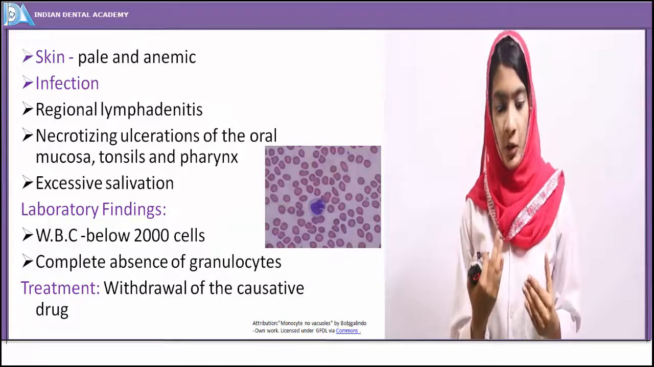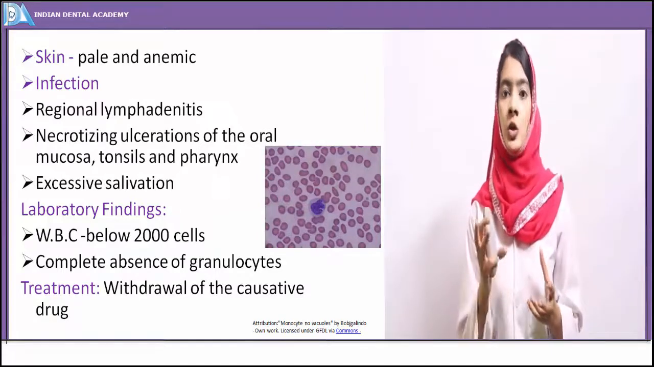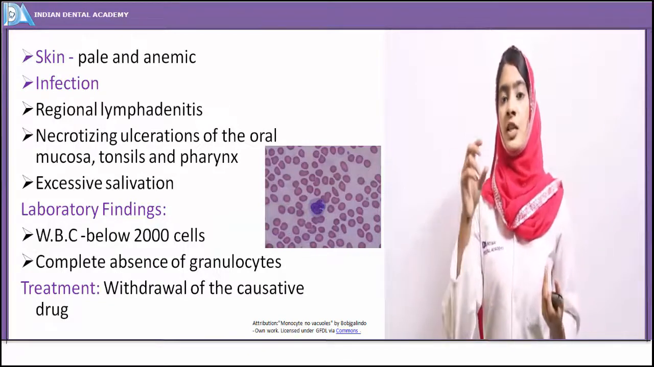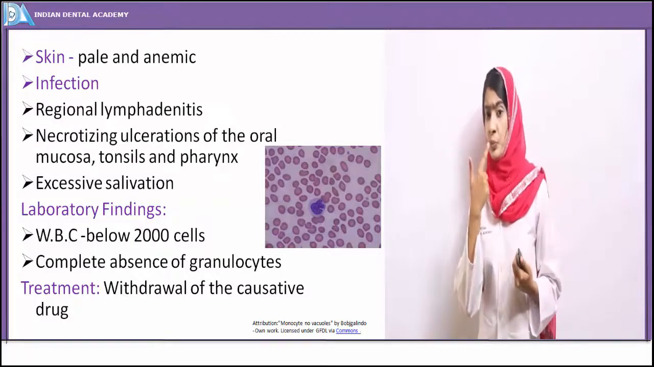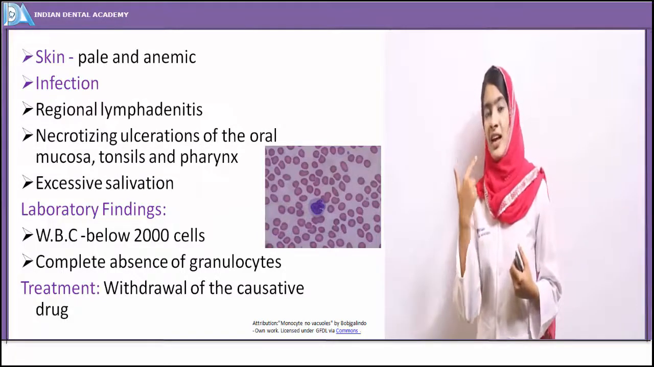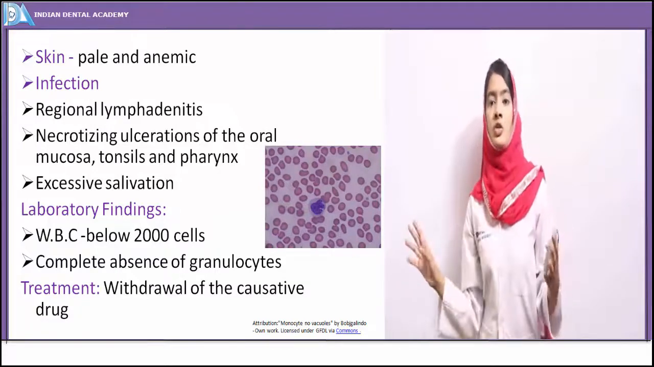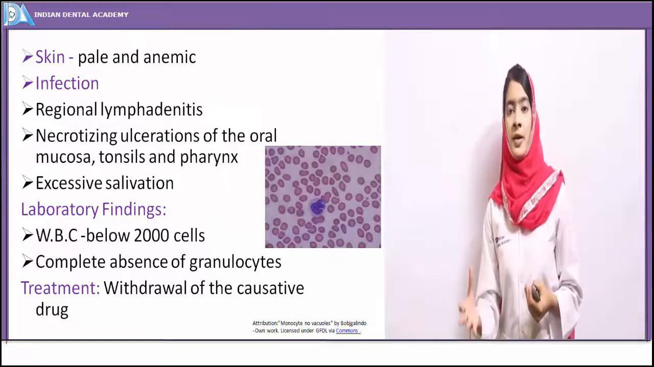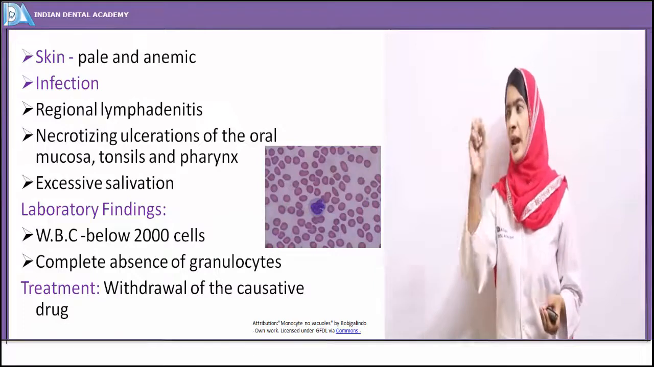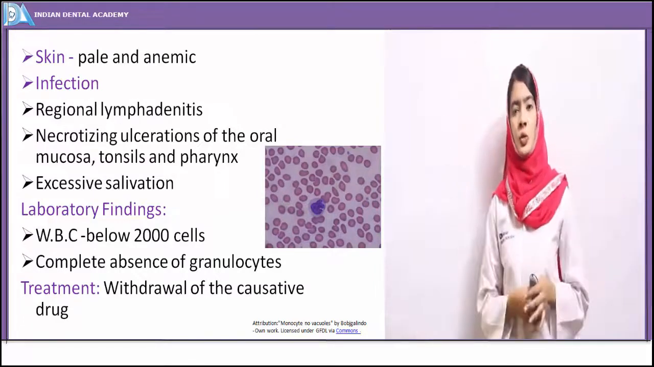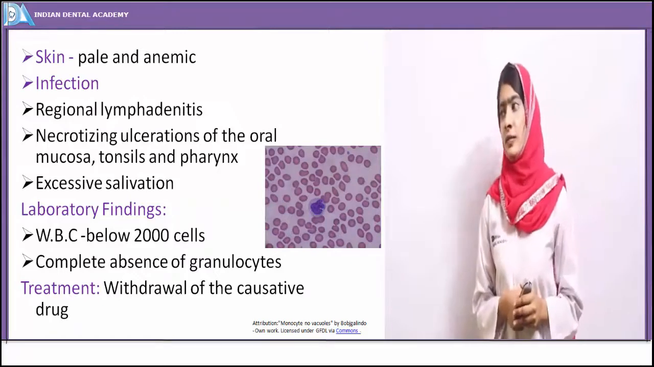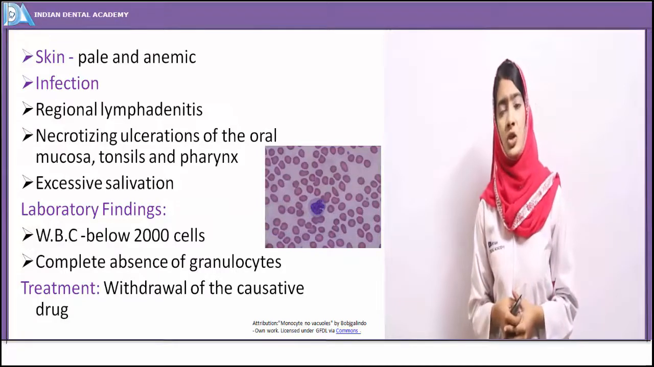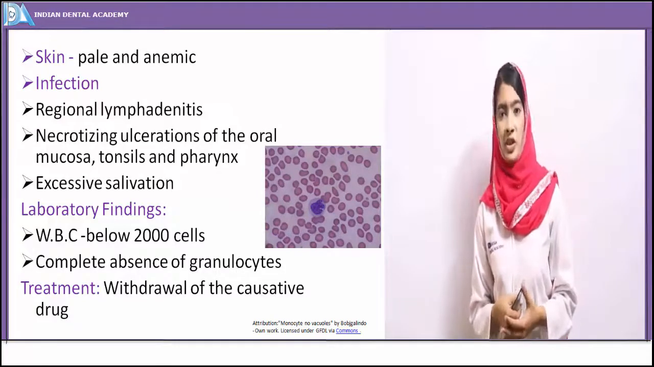When you see the oral cavity of a patient affected with agranulocytosis, you see necrotizing ulcerations of the oral mucosa, specifically the gingiva, the buccal mucosa, the tonsils, and the pharynx. These necrotizing ulcerations are not exudative in nature. There is no liberation of pus or exudate from them. They are just blackish discolorations, and they tend to progress very rapidly. Along with the necrotizing ulcerations, there is altered taste sensation in the oral cavity and excessive salivation.